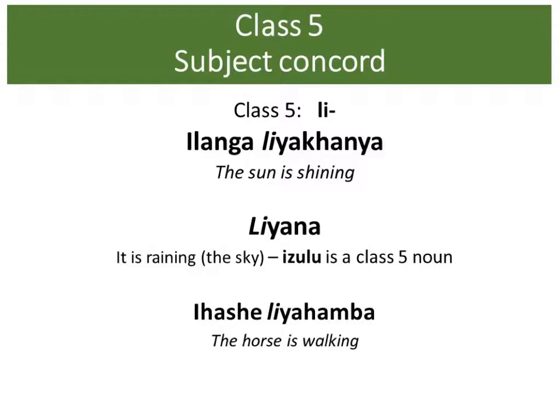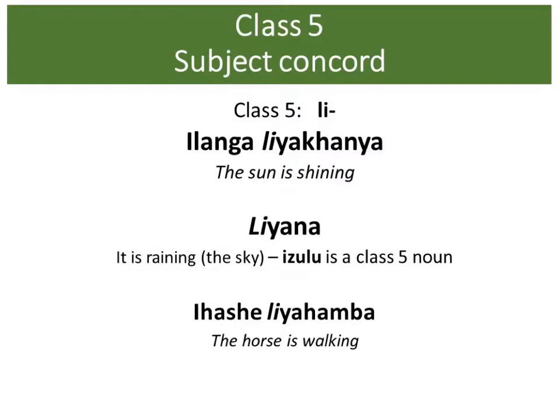So let's look at the next example, liyana. Liyana means literally it is raining, and that "li" is actually referring to the word izulu. So what we are actually saying is the sky is raining. Izulu is a class 5 noun, and therefore the subject concord that refers to izulu is that "li," liyana. Of course, one can also say kuyana, which is the indefinite "ku" in front of "na."